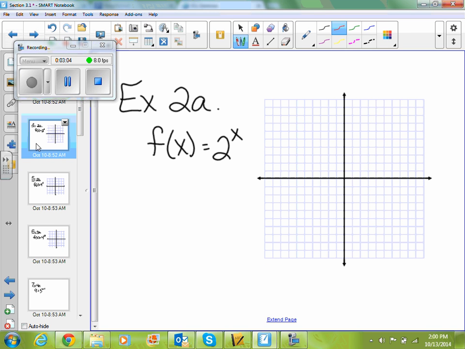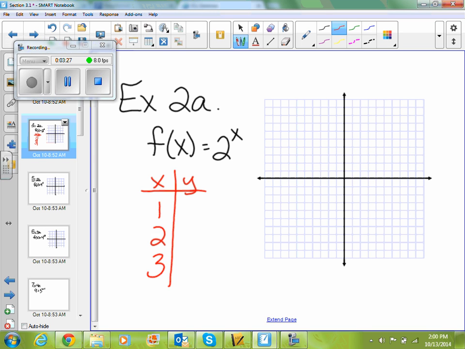Okay, so the second part of what we're going to do is we're going to estimate graphs based on picking different numbers to plug in for x. So we're given f of x equals 2 to the x, and we want to graph that function. So we're going to pick different x values to plug in. So I'm going to pick like 1, 2, and 3, because those will be easy ones to plug in. It's easier to plug in positive exponents.